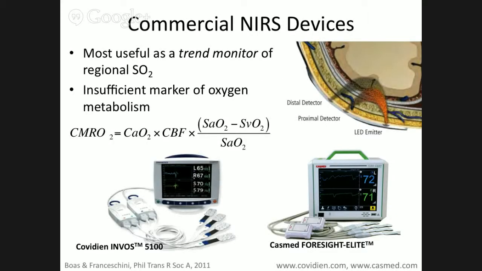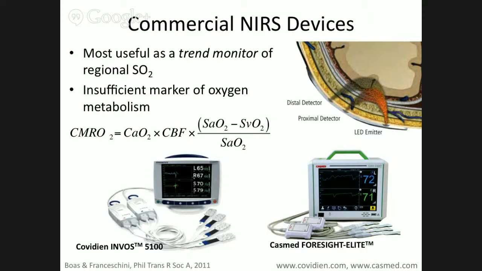So at this point, I should probably step back and talk about commercial NIRS devices, which maybe you guys are familiar with. I know they use them here at Children's. They're most useful as a trend monitor of regional SO2. There are so many different options available. I know they use the Invos system here, and I think they use the Foresight as well.